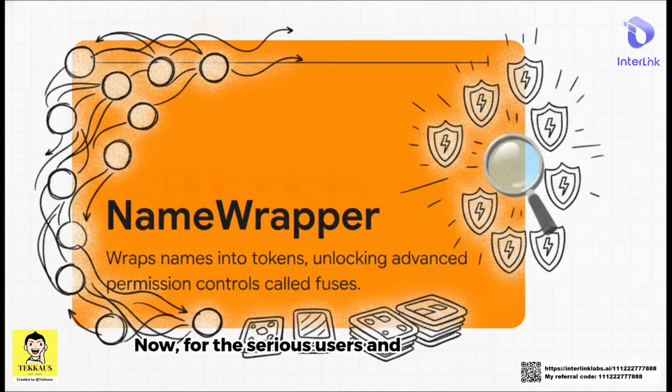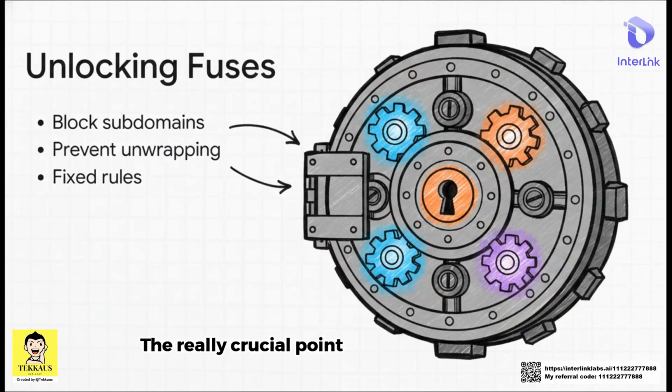Now, for the serious users and developers out there, INS introduces something called the name wrapper. This is a specific function that wraps INS names into IRC-1155 tokens, and doing this unlocks some highly advanced permission controls, which the protocol actually refers to as fuses. The really crucial point here is that founders, communities, and DAOs aren't just claiming a static name. They are setting permanent on-chain rules around it. By burning these fuses, users can block subdomains, they can prevent a name from ever being unwrapped, or they can issue subdomains with immutable rules. This allows for incredibly strong ownership logic. It's absolutely perfect for scaling a brand or managing a decentralized autonomous organization securely.